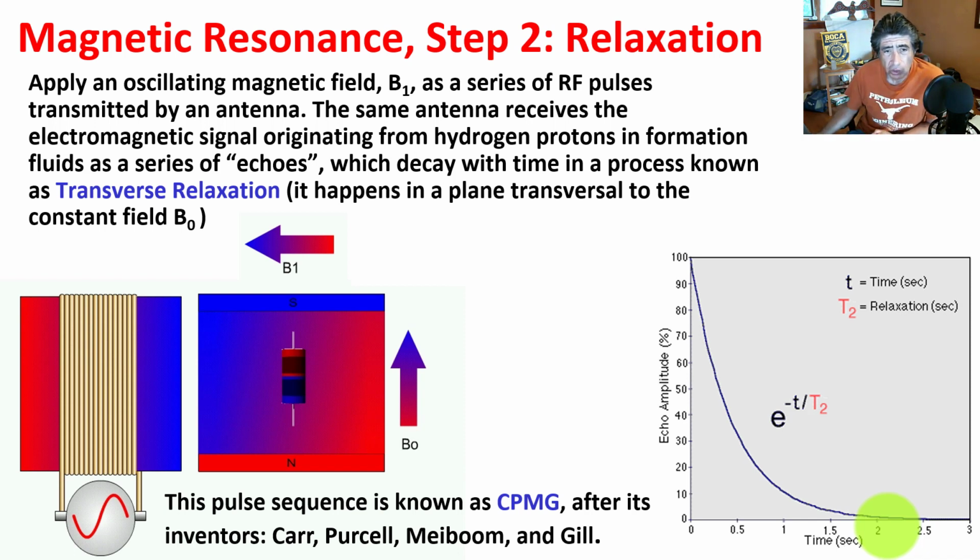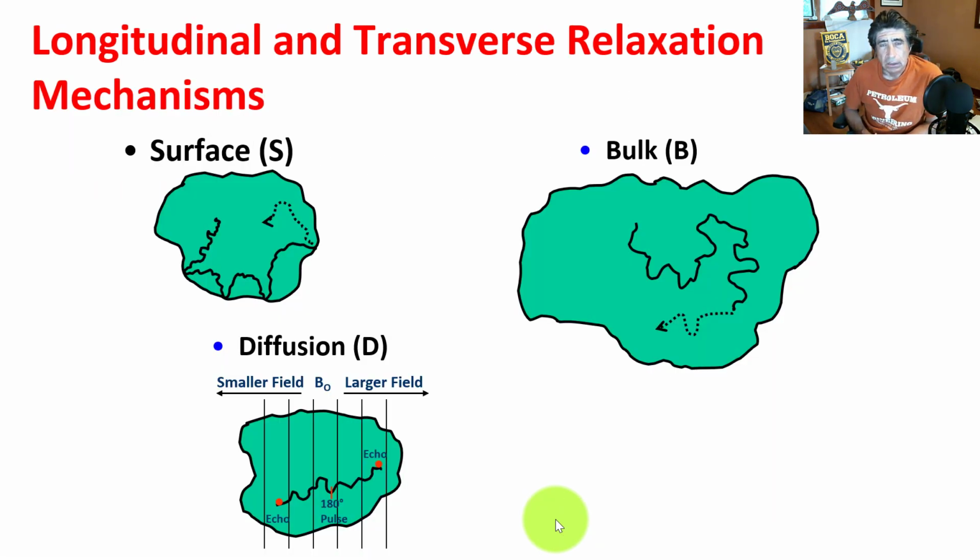I just want to also say that the way in which this decay is measured, quantified, is based on a sequence of pulses governed by the radio frequency antenna that are called the CPMG pulses because of Carr, Purcell, Meiboom, and Gill. Now, the time of relaxation is the time it takes for protons to lose magnetization as a whole.